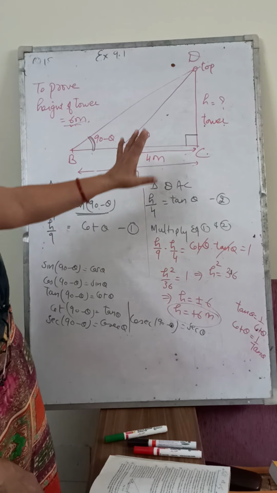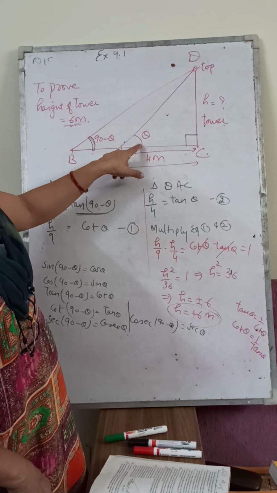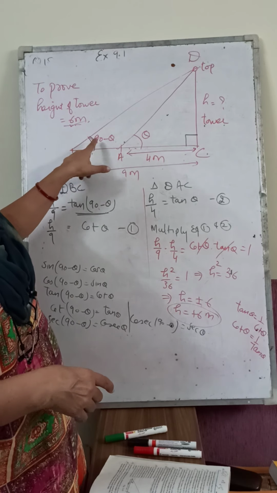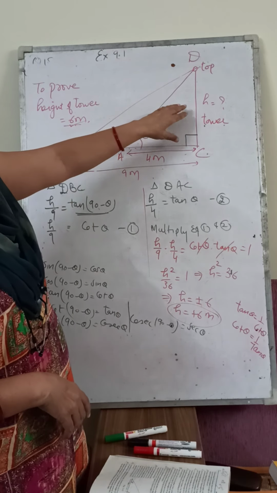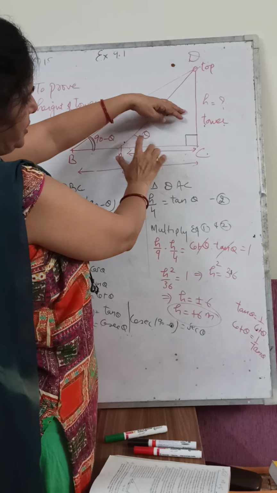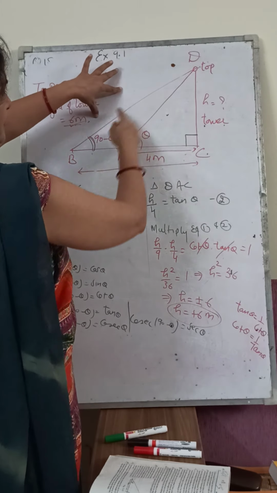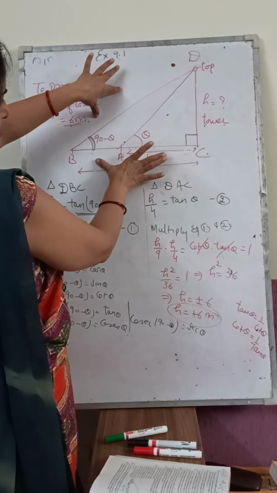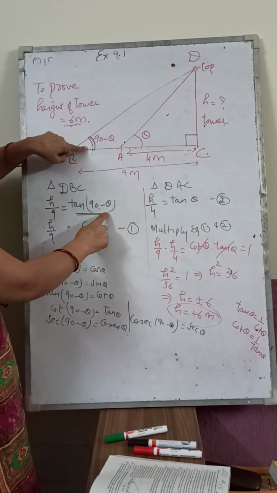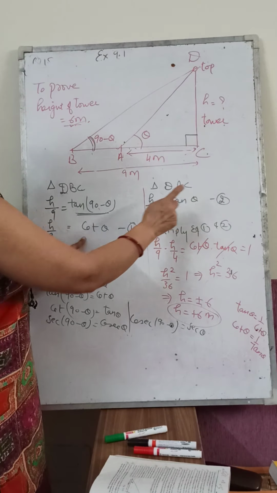Look at once again. This is a tower. 2 points. From one point angle of elevation is suppose theta, and at another point it is complement of theta. Complement of theta is 90 minus theta. Take this triangle. Perpendicular H, base 4, so h upon 4 is equal to tan theta. In this triangle, perpendicular H, base complete 9, so h upon 9 is equal to tan 90 minus theta. Tan 90 minus theta is cot theta. This is equation 1, this is equation 2.